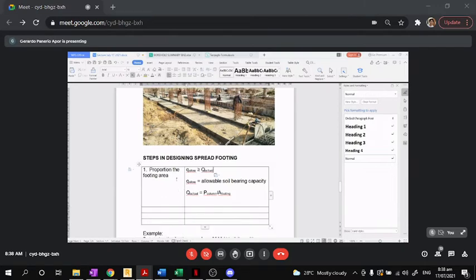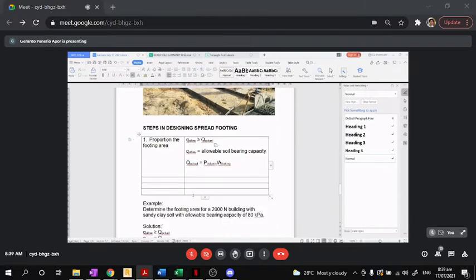That's the first step. Now, you cannot do this without the column load or the weight of the building. So it's impossible to determine the area of the footing. If you do not have that, then do not proceed to step 2.